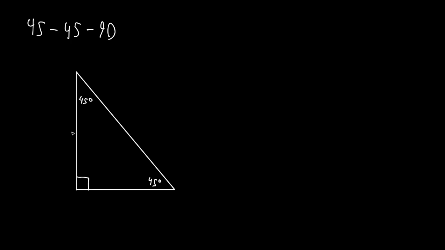Now, in a 45, 45, 90, these two sides are always the exact same. And that's what this line means if you ever see it. It means those two sides are the same. And we say that these are both equal to A. And now our hypotenuse across from our 90-degree angle is equal to A multiplied by the square root of 2.